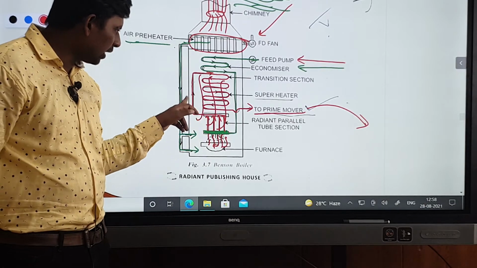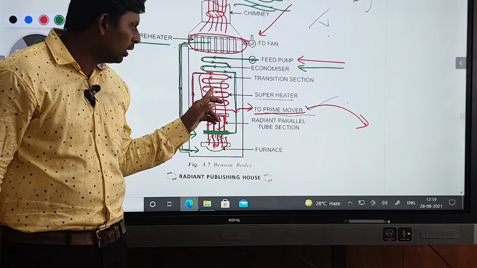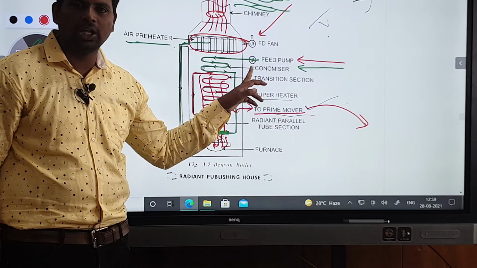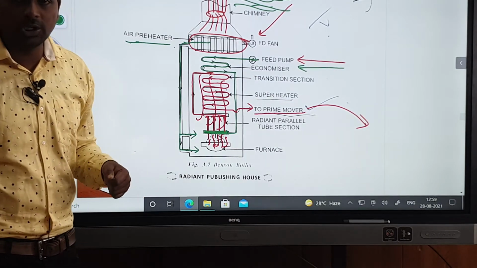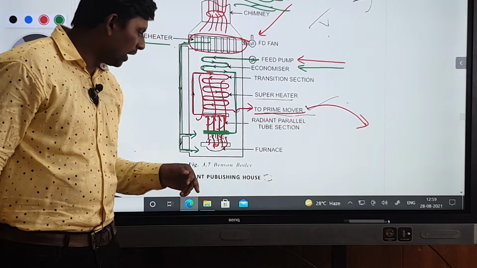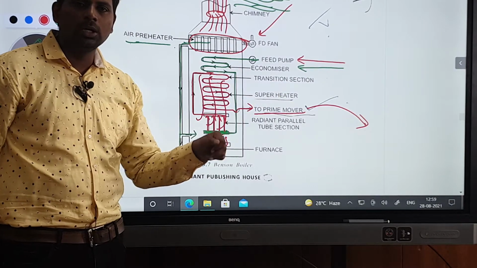From the higher chamber, it takes a number of rotations here. Why does it take a number of rotations? That rotation is what makes it superheated. The steam is already hot, and if you increase the temperature, it will become superheated. Then the superheated steam will pass through the prime mover.